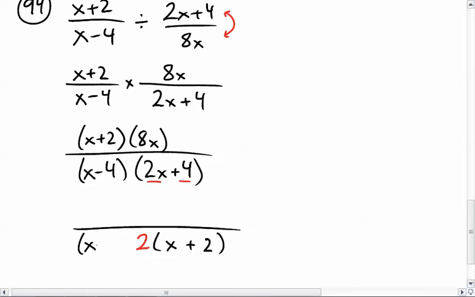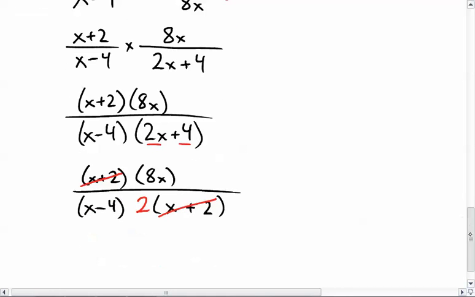So I'm still trying to factor as much as I can so that I can see if I have any terms that are in common on the top and the bottom of my fraction. So here I can see that I've got x plus 2 on the top and x plus 2 on the bottom. They cancel, leaving 8x over 2x minus 4.